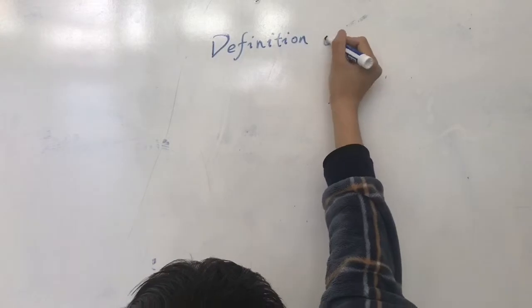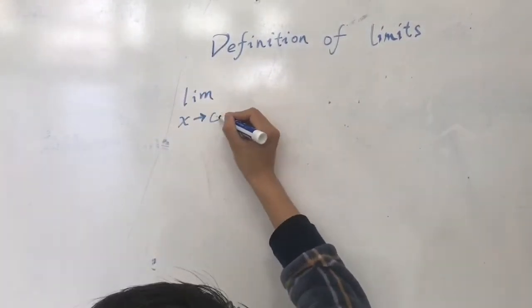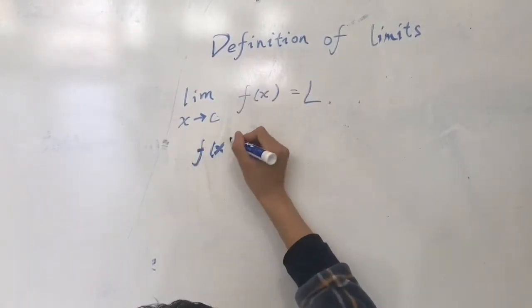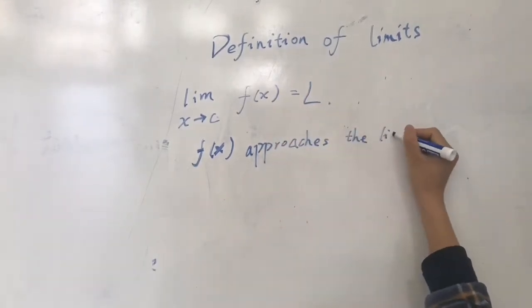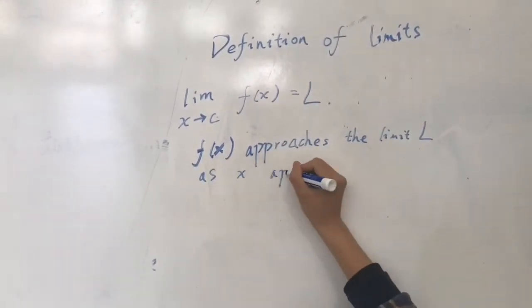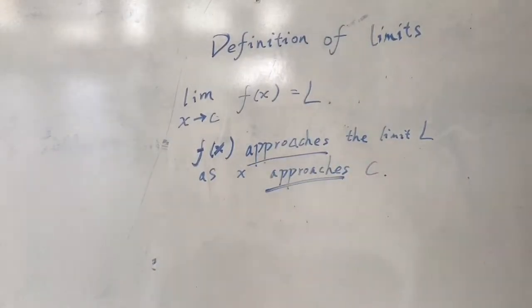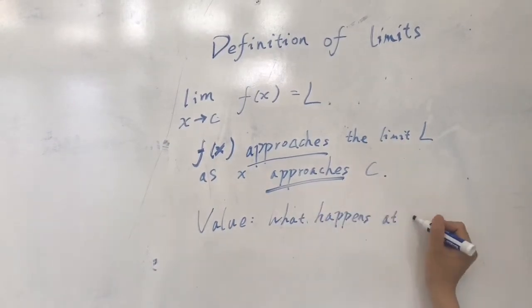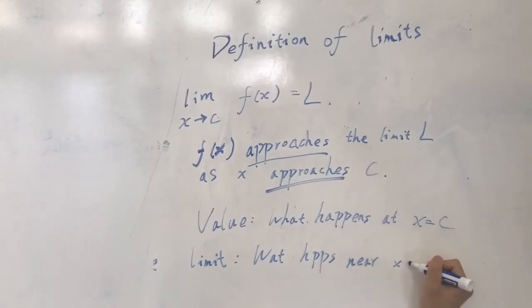Now, this is the definition of limits. Limit is written as this: lim x to c f of x equals L. This means that f, the function, approaches the limit L as x approaches the value c. Notice the word approach. The value of a function means what happens at one point, and the limit of it means what happens near one point.